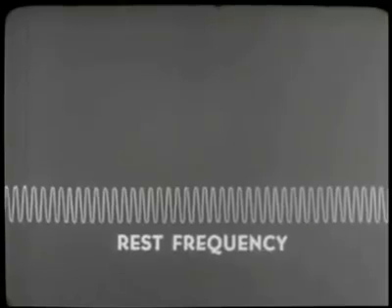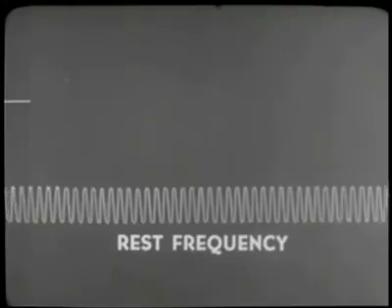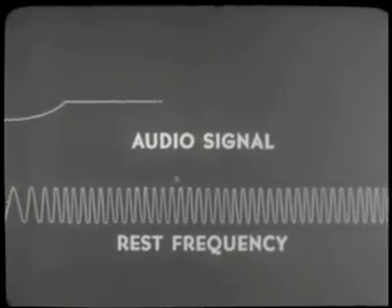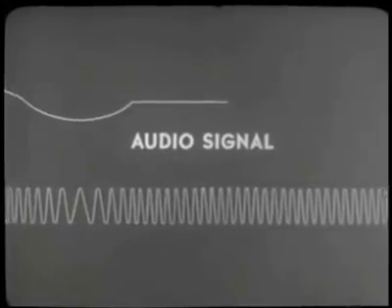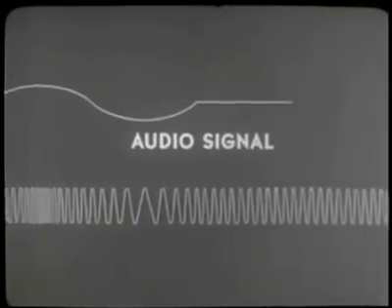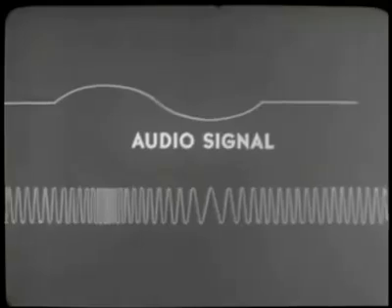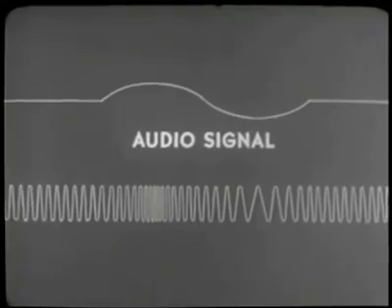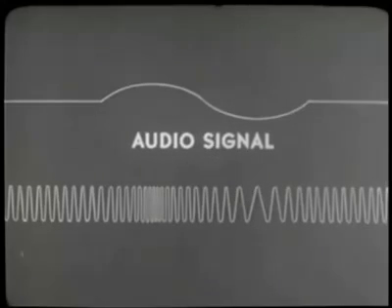But see what happens when an audio signal is applied, starting with the negative half cycle. For this illustration, the negative half cycle causes the carrier to drop below its rest frequency, as evidenced by the wider spaced waves. When the positive half cycle of the audio signal is added, it causes the carrier to rise above its rest frequency, as evidenced by the narrow space waves. This is an audio signal of one complete cycle with a corresponding frequency modulated RF wave underneath it.